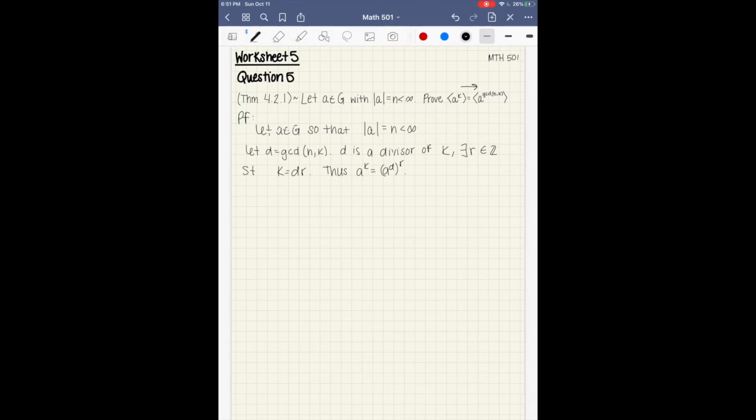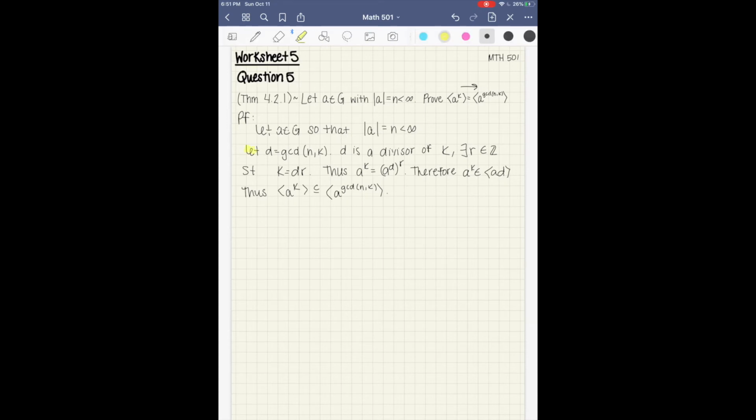So then, of course, a^k is an element of the cyclic group generated by a^d. So then we can say a^k is a subgroup of a^(greatest common divisor of n, k). So we proved one way, now we have to prove the other way.